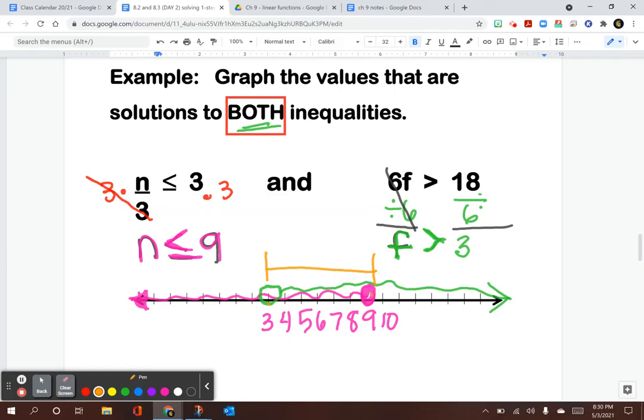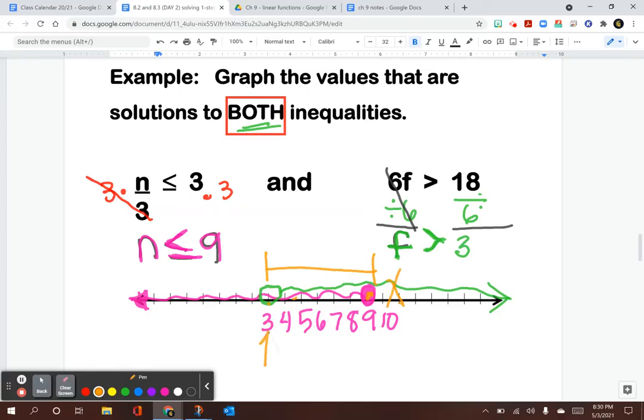And it doesn't have to be just a whole number. It could be a 4.5. It could be a 5.5. It could be an 8. It could even be a 9, because 9 is closed in. It's included in both. But it can't be a 10, because that's outside of that zone.